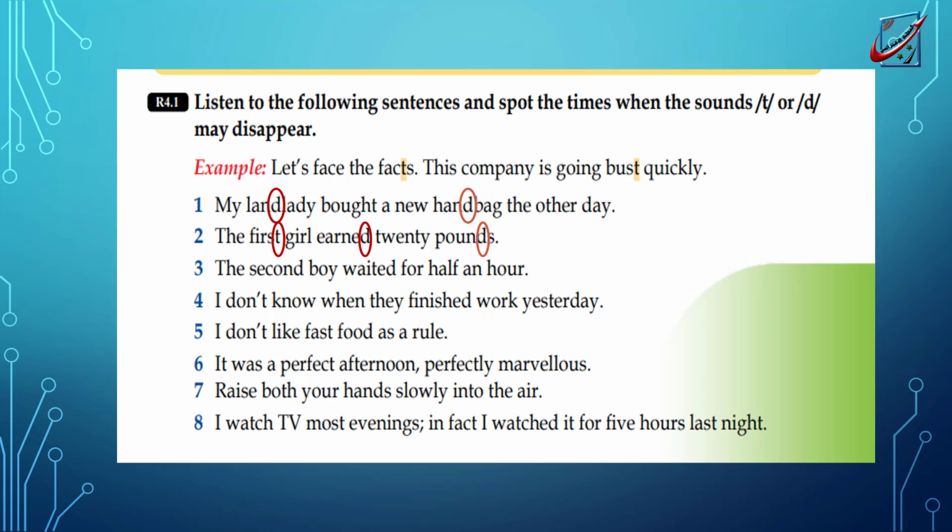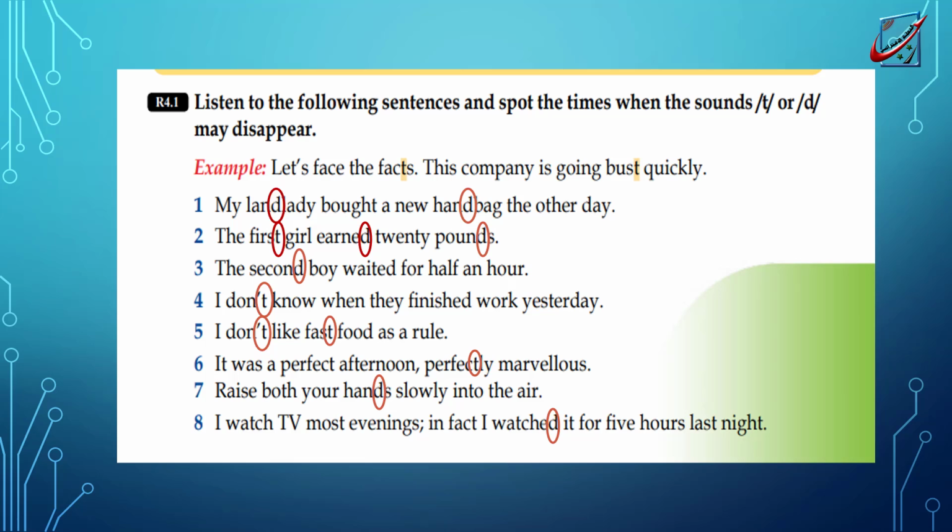Now, let's see number 3. Let's see number 4. I don't know when they finish. Number 5. I don't like fast food as a rule. Number 6. It was a perfect afternoon. Perfectly, yes, marvelous, yeah. Number 7. Raise both your hands. Raise your hands slowly into the air.